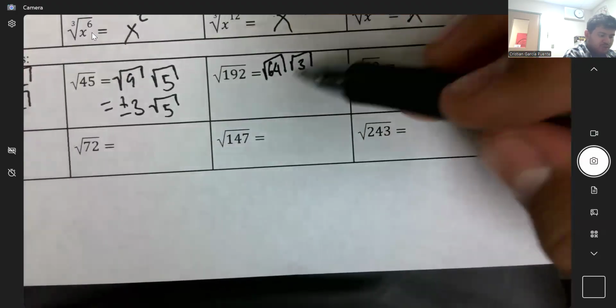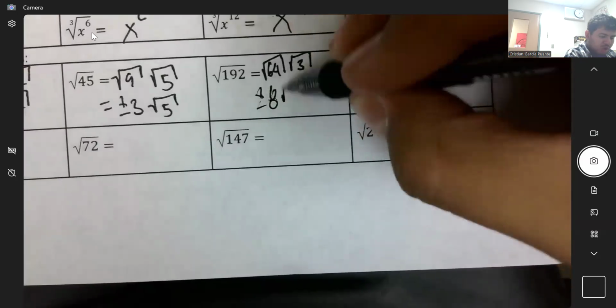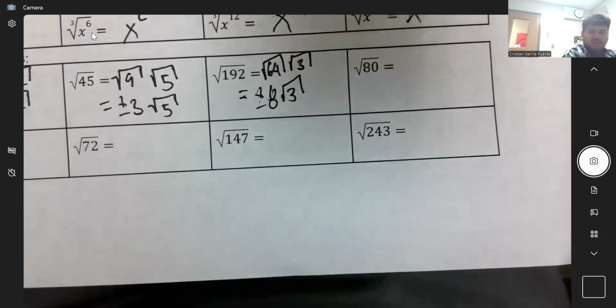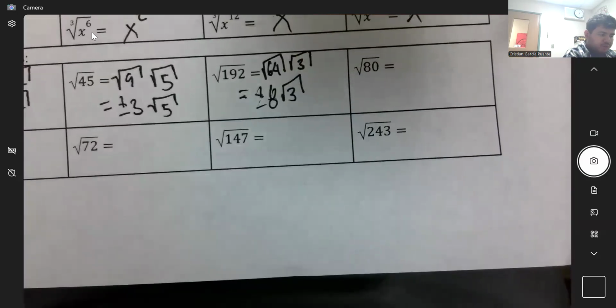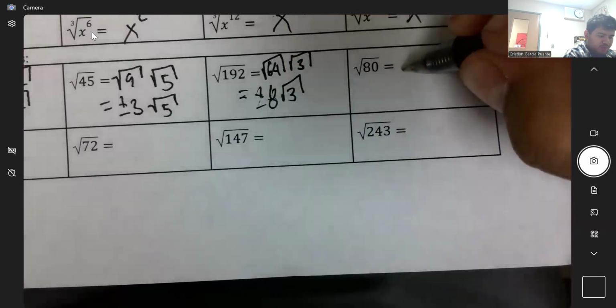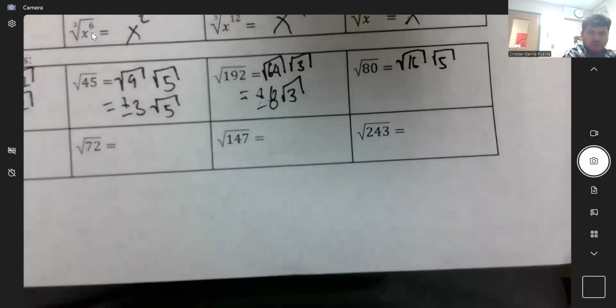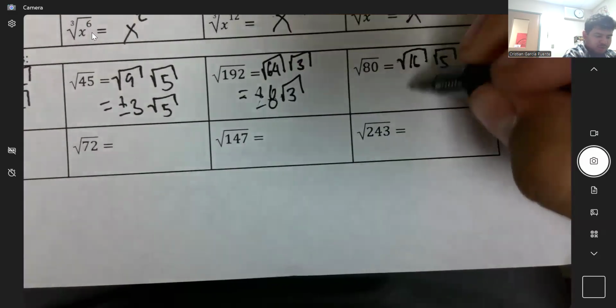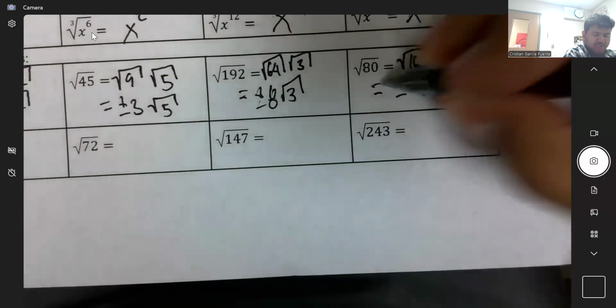And now you just have to find it. So what's the cube root of 64? That's just going to give you plus or minus 8, and the cube root of 3, and that right there is your answer. For 80, you're going to do the same thing. So what's the biggest number that divides 80? It's going to be 16. 16 times 5. But what's the square root of 16? That's just going to be plus or minus 4, and then leave the square root of 5. That's how it is, and that's going to be your answer.